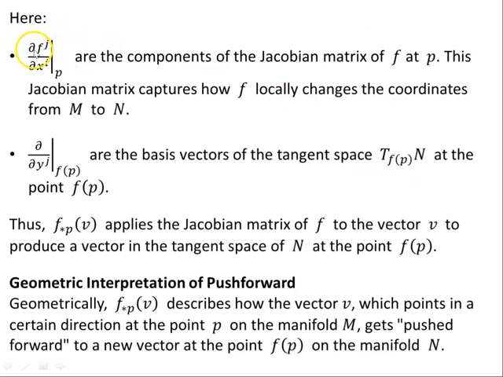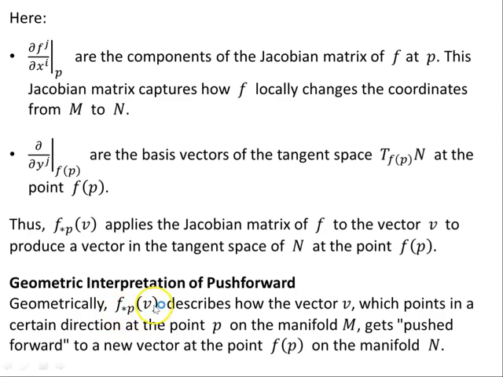All right, so here, partial fj over partial xi evaluated at P are the components of the Jacobian matrix of f at P. This Jacobian matrix captures how f locally changes the coordinates from M to N. And partial yj evaluated at f of P are the basis vectors of the tangent space to the manifold N at the point f of P. So f star P of v applies the Jacobian matrix of f to the vector v to produce a vector in the tangent space of N at the point f of P. And that's the beauty of this. So, a geometric interpretation of this.